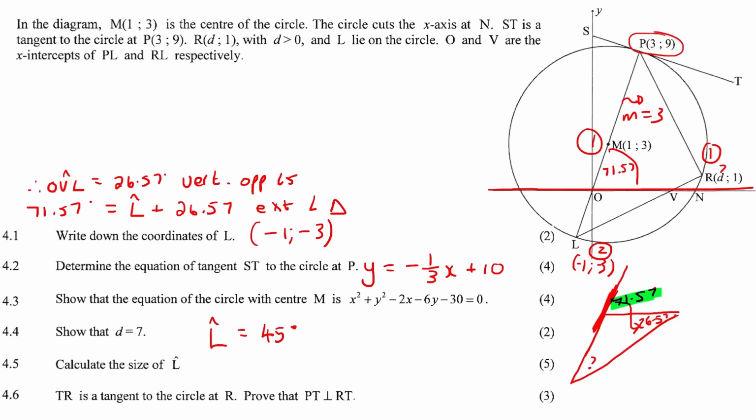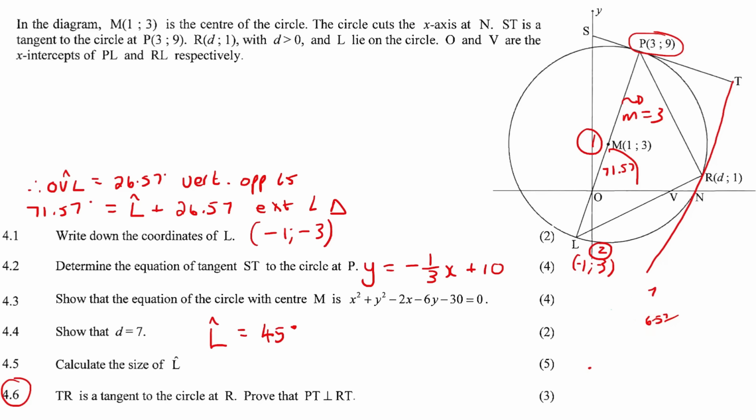Last question over here says PR is a tangent to the circle at R. So something like that. Okay, I've connected T to R and I've made it like so it's a tangent, and prove that PT is perpendicular to RT. So PT is there, and they want us to prove that that is perpendicular to RT, which is this one over here. They want us to show that this angle is 90 degrees. Is this one here 90 degrees? Very straightforward. Check this out.